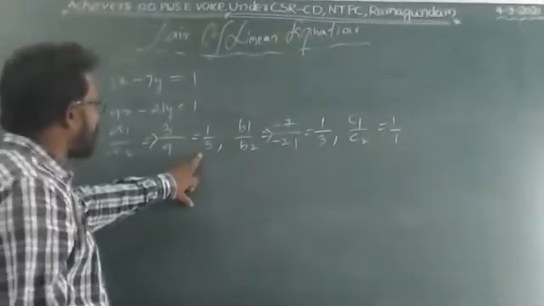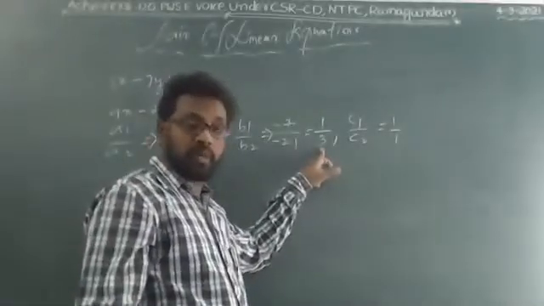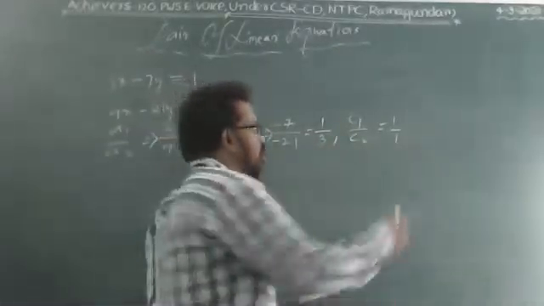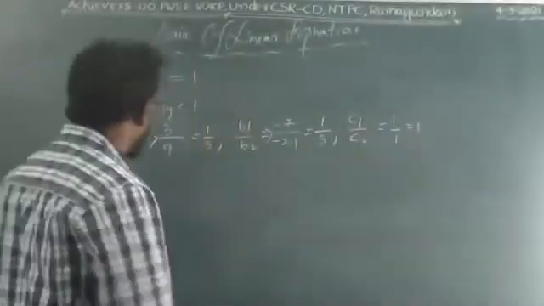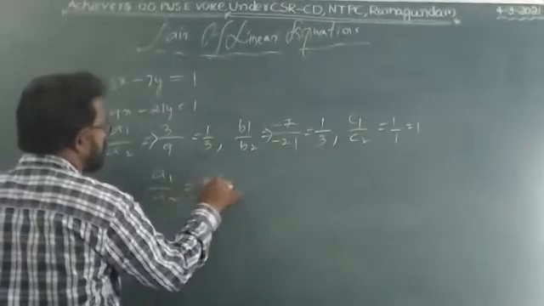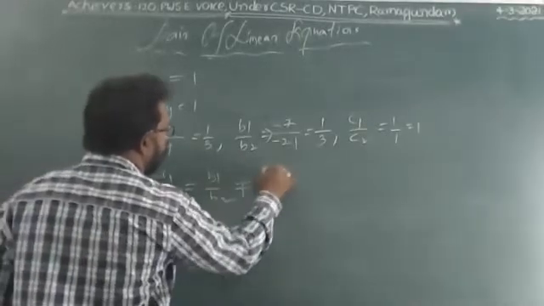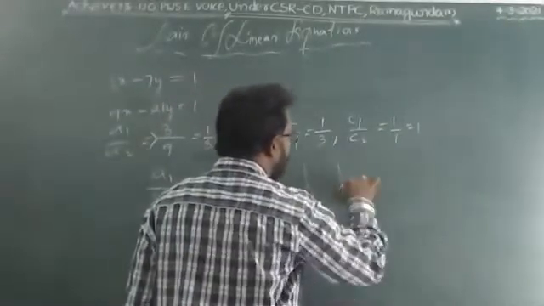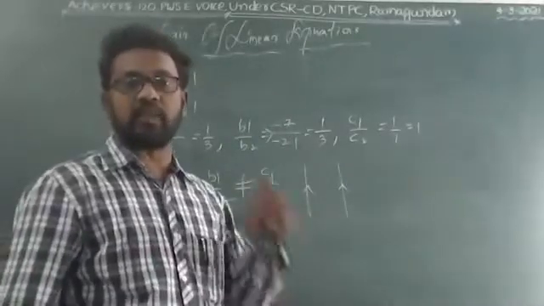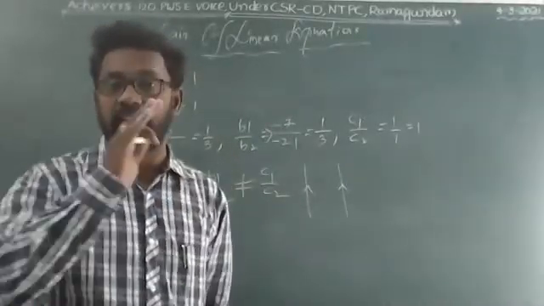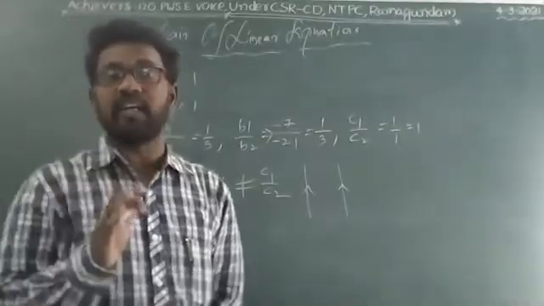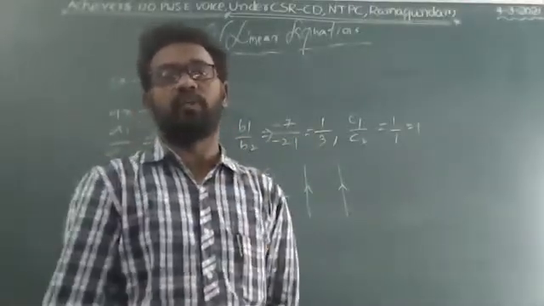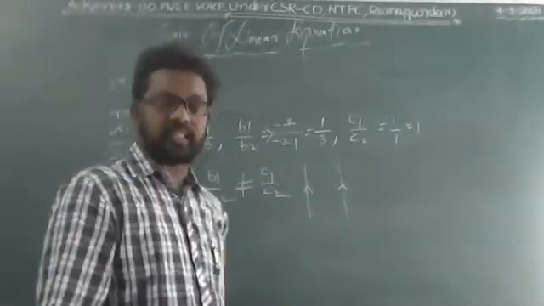See here, you got it. a1 by a2 is 1 by 3, b1 by b2 is also 1 by 3, but the c1 by c2 value is only 1. Now what does that mean here? a1 by a2 is equal to b1 by b2 is not equal to c1 by c2. The pair of linear equations you can see in the graphical system as parallel lines. It doesn't have a solution and it is never called a consistent pair. It is an inconsistent pair of linear equations.